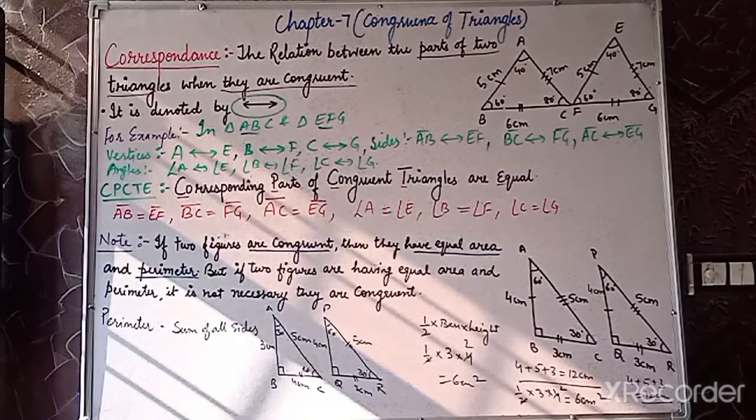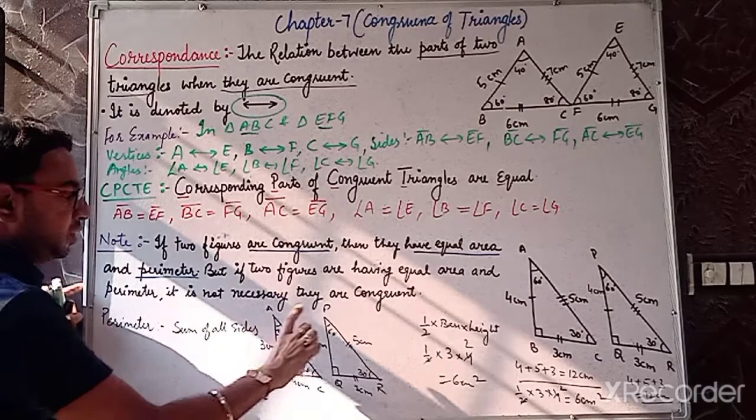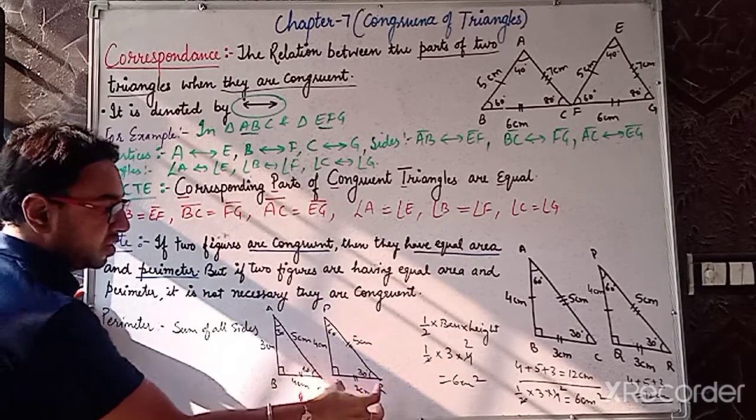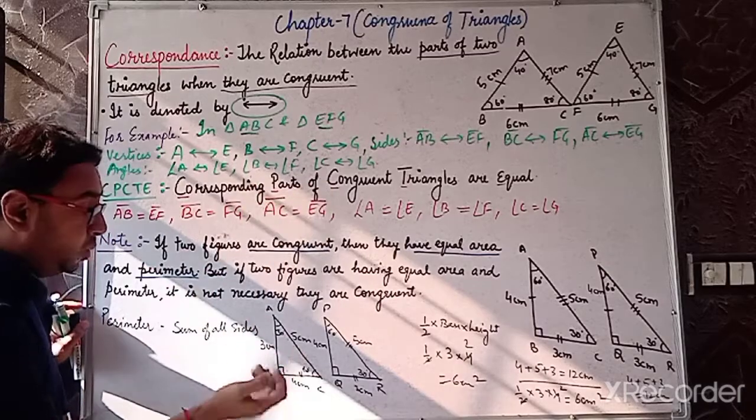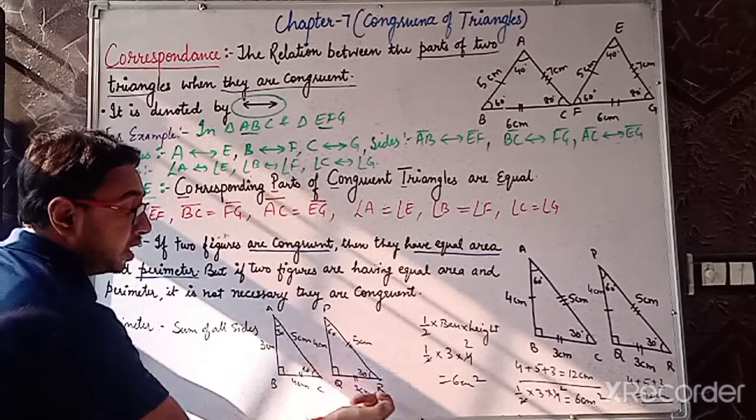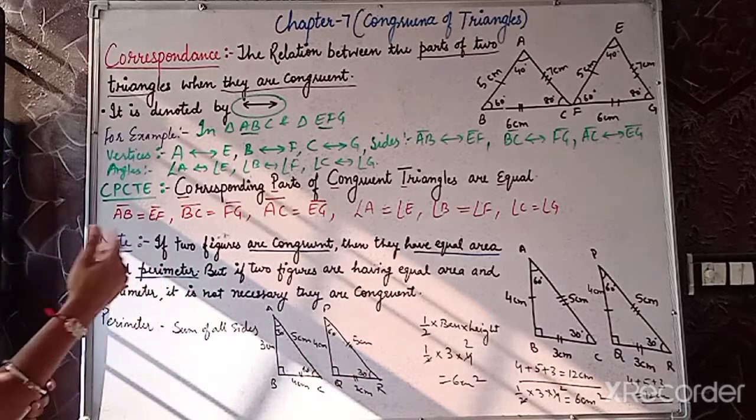What do you think? Are the two figures congruent? No. This is 3, this is 4. This is 4, this is 3. This is 5, this is 5, that is okay. But two parts are not equal. 30 here, 60 here; 60 here, 30 here. They are not congruent. But look at their areas.